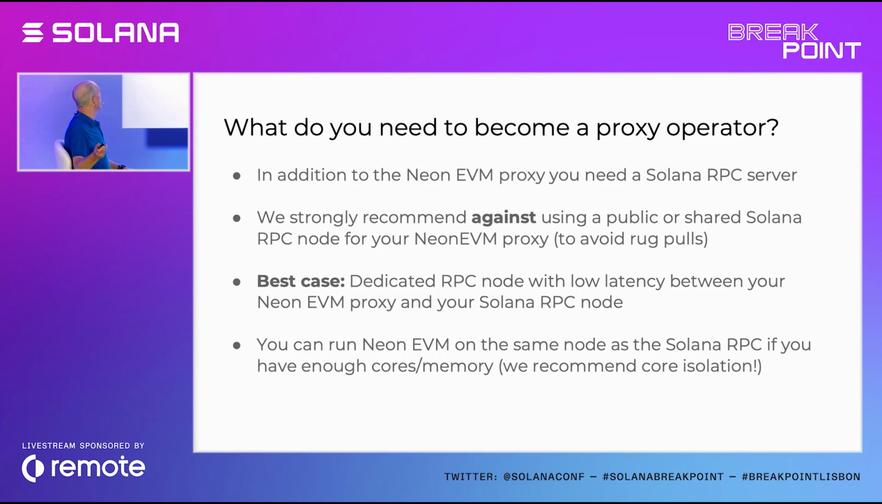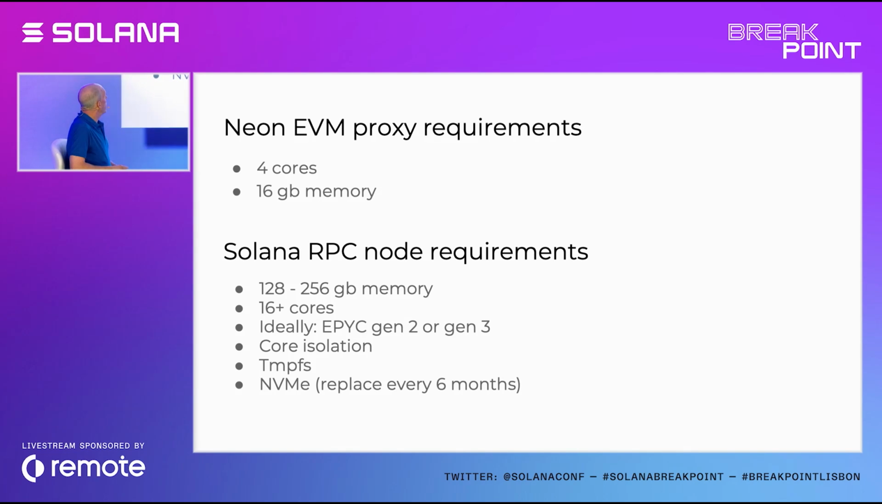No? Okay. We'll keep going. The requirements are pretty basic. The Neon EVM proxy itself just requires 4 cores, 16 gig of memory. That's not a lot; by today's standards, that's pretty manageable. The RPC node, on the other hand, has a significant requirement. On the Solana website, the recommendations for running a validator or an RPC node say 128 gig. That's too small. You need more. 256 gig is what I recommend here.